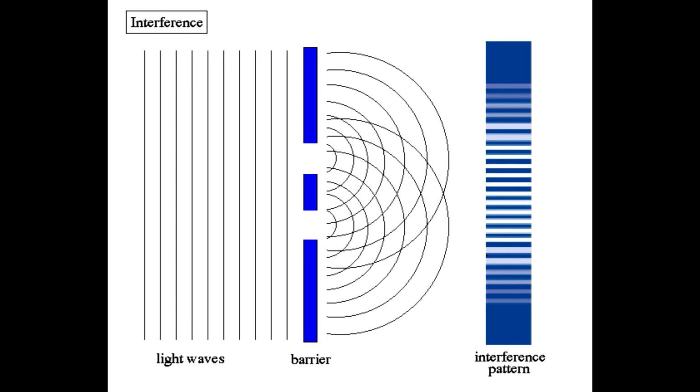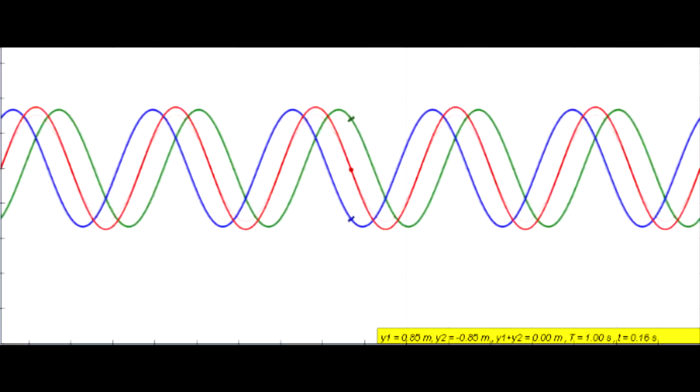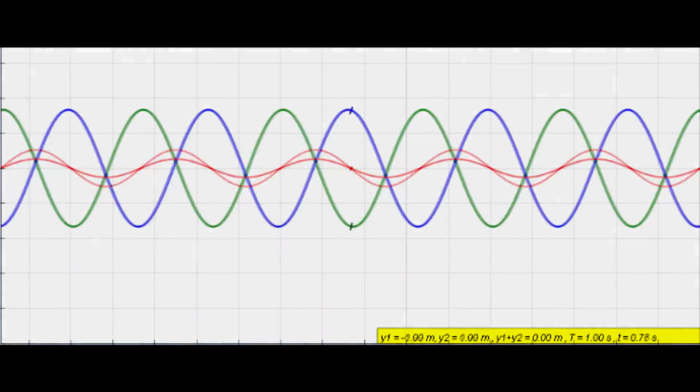Whether a point is maxima or minima depends on its distance to each source, or its path difference. This is because the path difference will result in a difference in phases. If the paths differ by a whole number of wavelengths, then they will constructively interfere, producing a maxima. However, if they meet with a path difference which includes a half wavelength, then they will destructively interfere to form a minimum.